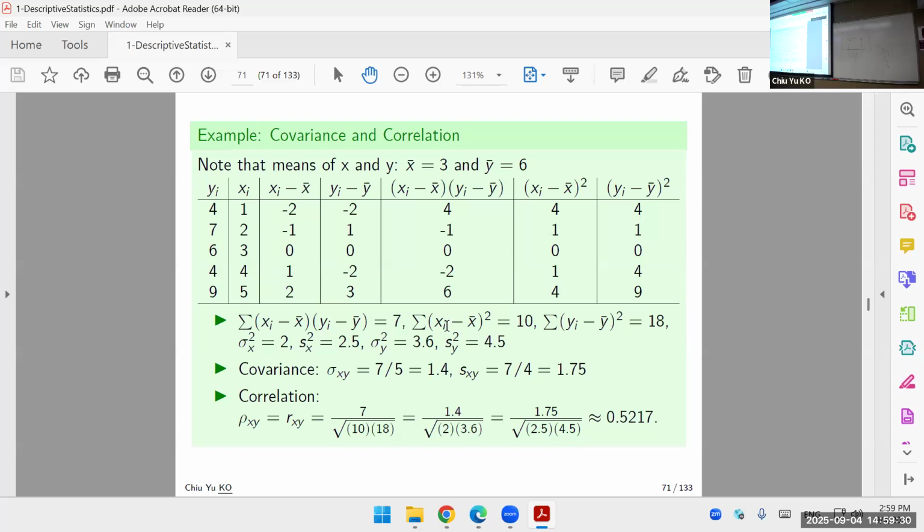And the correlation will be just the covariance divided by the standard deviation, or the square root of the variance, right? The variance is 10 because this thing adds up, divided by 5. And you do the same, you can check it out. Everything should be all right.